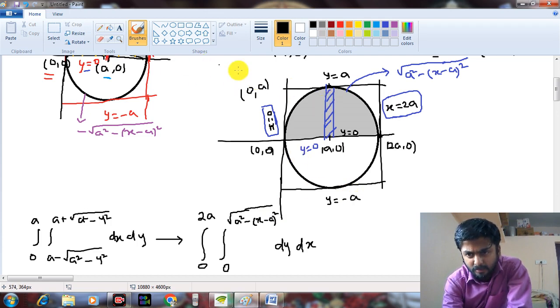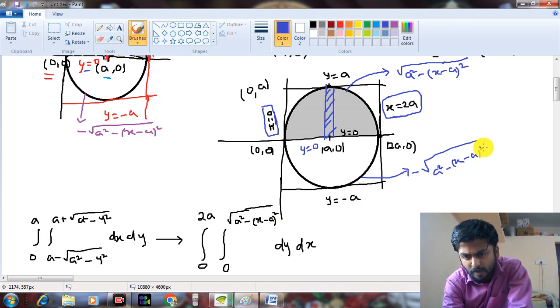See, if I am considering the entire region, then this will be taken. If I consider the entire region, the lower limit of y will be taken as minus root of a square minus x minus a the whole square. Okay, but for me it is not necessary. The limits are beginning from 0 to this for y, and from 0 to 2a for x.